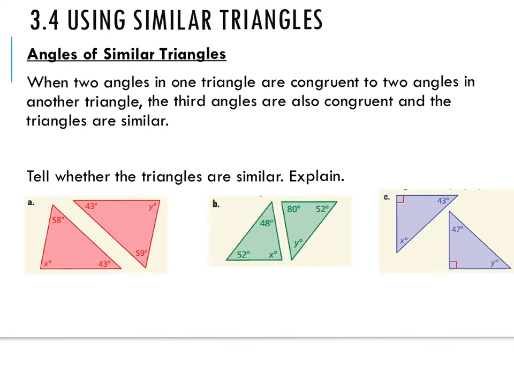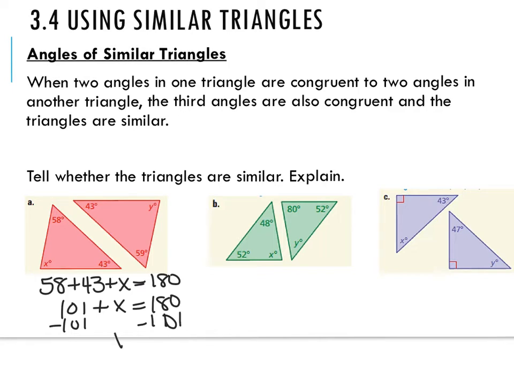So what we're going to do is take one of the triangles, and we know that the interior angles of a triangle must add up to be 180 degrees. So we're just going to solve for that missing angle. I'm going to combine like terms, 101 degrees plus x, subtract 101, and I get x should be 79 degrees, which is not the 59 that I know that it needs to be in order to be congruent.